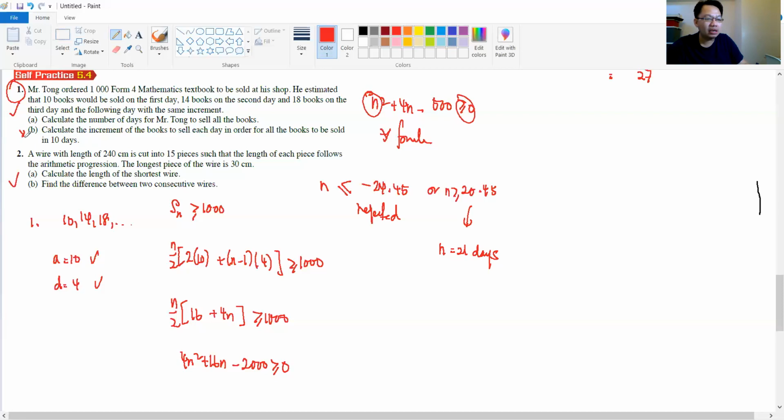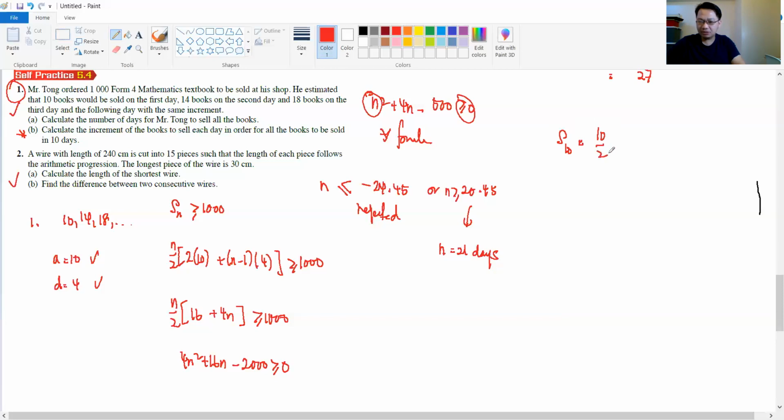So B. Calculate the increment of the books to be sold each day in order for all books to be sold in 10 days. So they estimate only 10 days needed to sell 1,000 books. So how much is the increment? Increment means d, the common difference. So we know that S10, the sum again. S10 equals, now we are using 10 because 10 days needed.